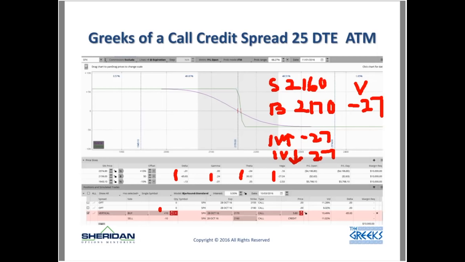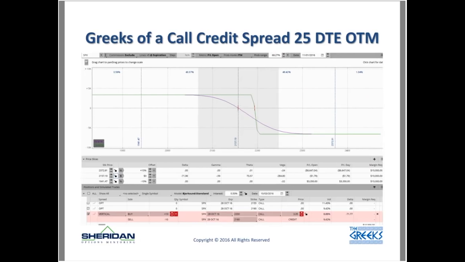And if the volatility goes down, and we're short vega, we make money. Why? Because the ones we sold are at the money. We sold more time premium than we bought. So if time premium shrinks, if volatility goes down, we make more in our short than we lose on our long. Now, so vega of short 27.